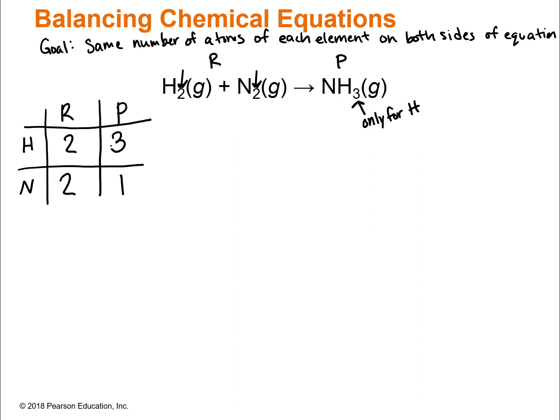Now we filled in our chart. We're clearly not balanced. We have a nitrogen disappearing. We have a hydrogen appearing. Chemistry doesn't work that way. So what do?